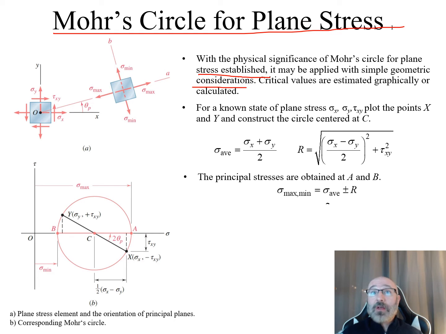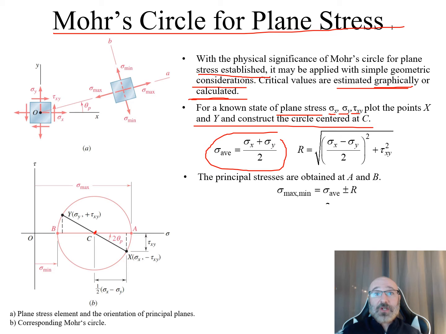So critical values are estimated graphically or calculated. We can estimate these graphically or we can calculate them. Mohr's circle gives us this visual graphical estimate in order to get these values. So if we have a known state of stress, plane stress, whether it's our sigma x, our sigma y, or our tau xy, we can plot the points x and y and construct a circle centered at this value C. So we have this relationship that our sigma average, our average stress, is equal to our sigma x plus our sigma y over 2.